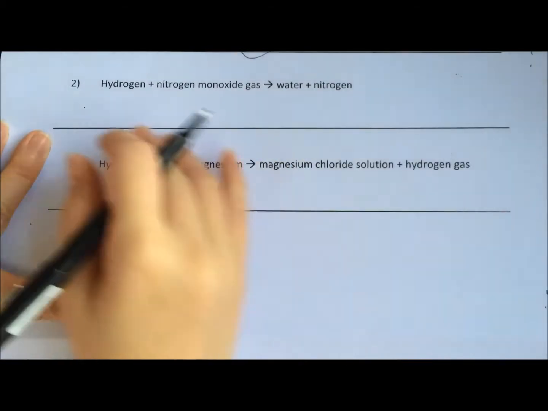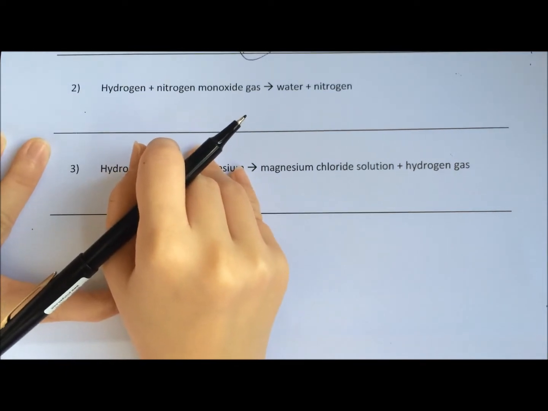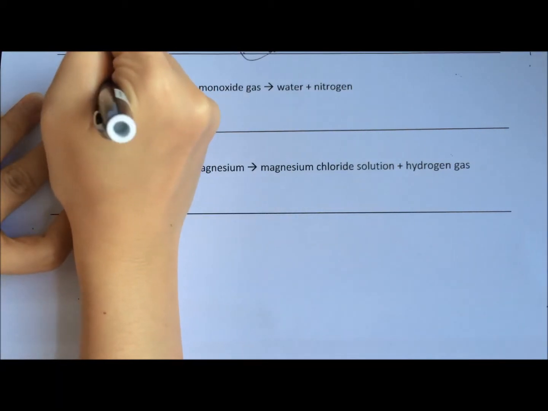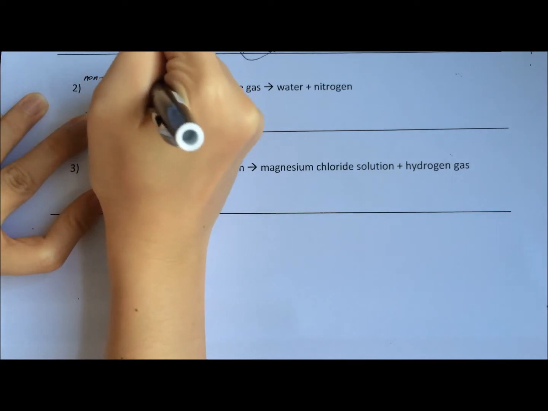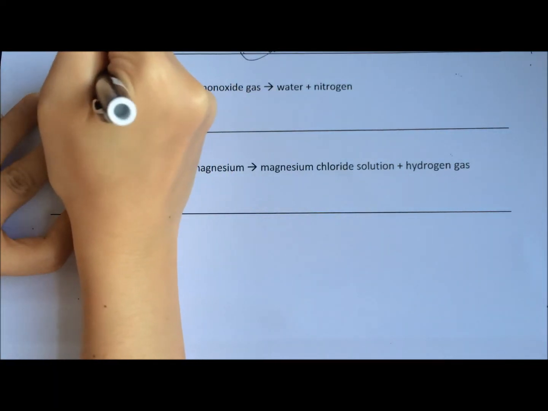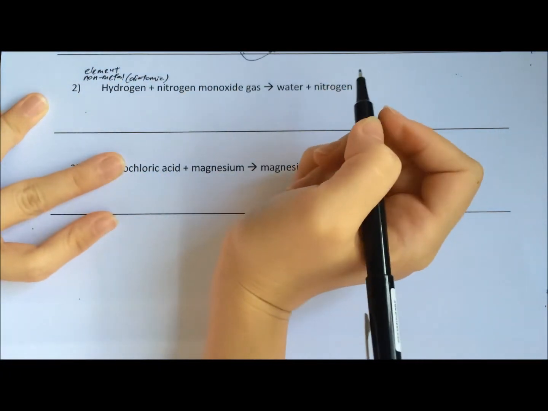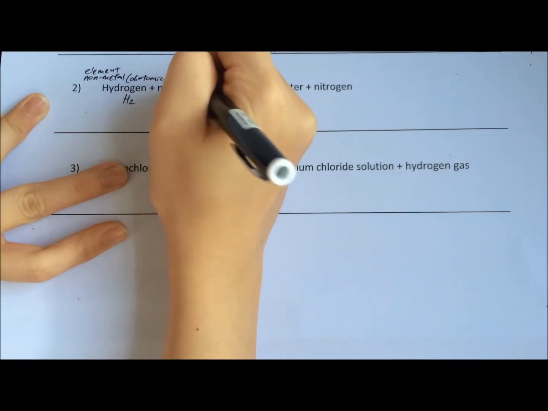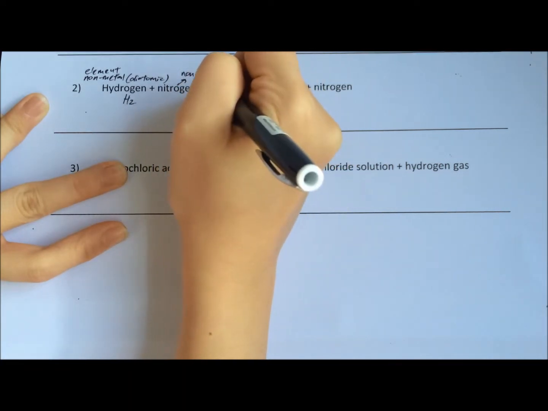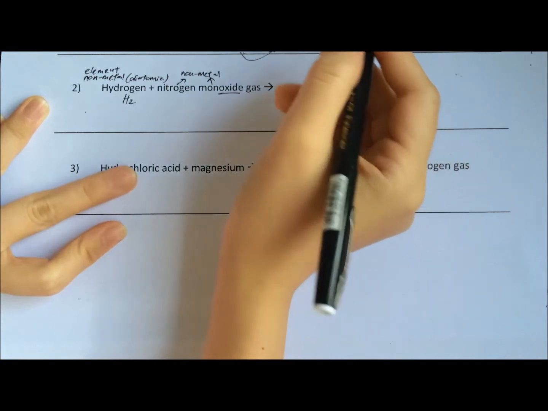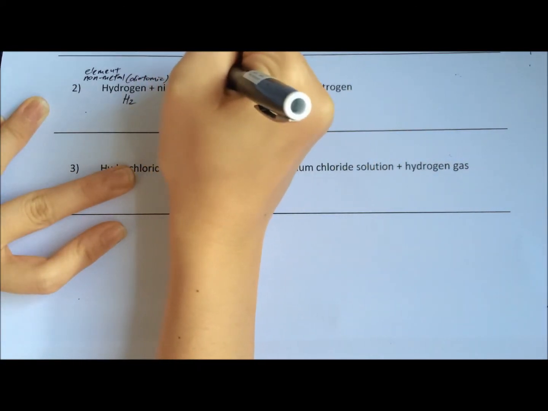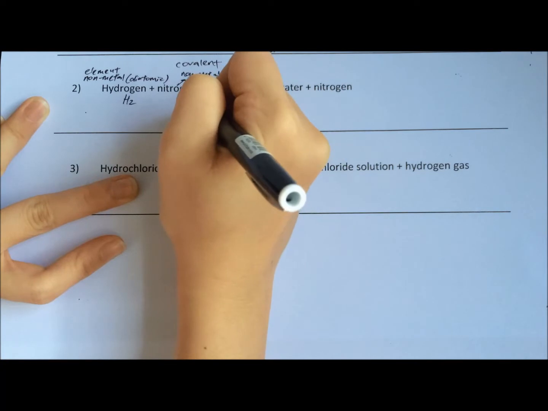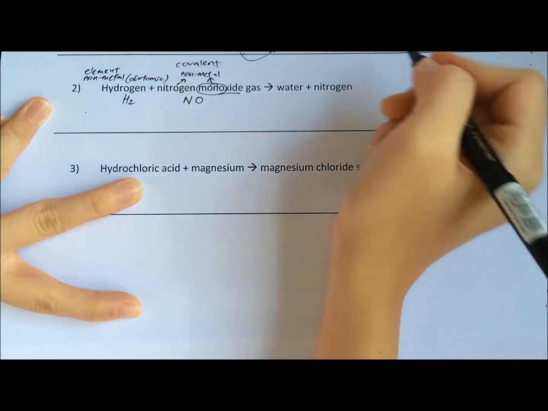Okay, for question 2. We have to write the chemical formulas first again. Hydrogen is an element, it's a non-metal. If you remember, hydrogen is a special case, it is diatomic. So your chemical formula will be H2. Okay, nitrogen monoxide. Nitrogen is a non-metal. Oxide comes from oxygen, also a non-metal. If both are non-metals, it gives you a covalent compound. If it's covalent, we just look at the name. So it's mono. Nitrogen is N, mono is just one oxygen.